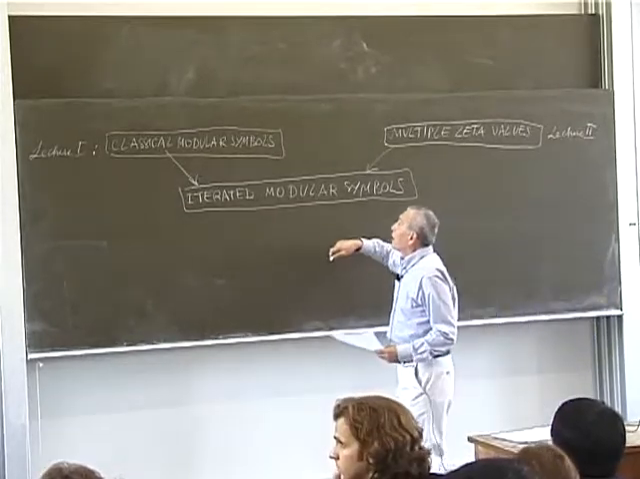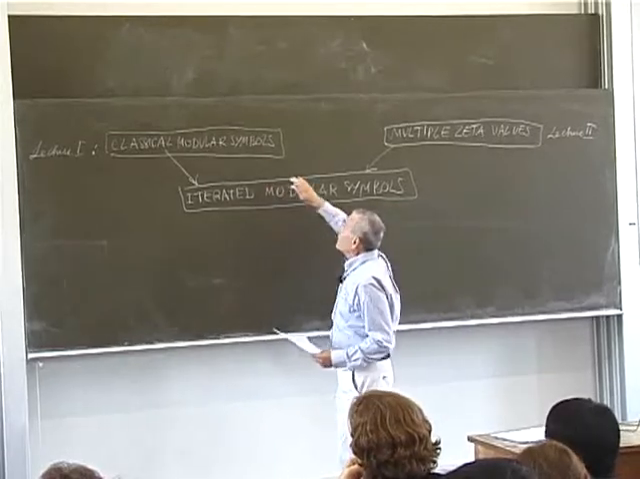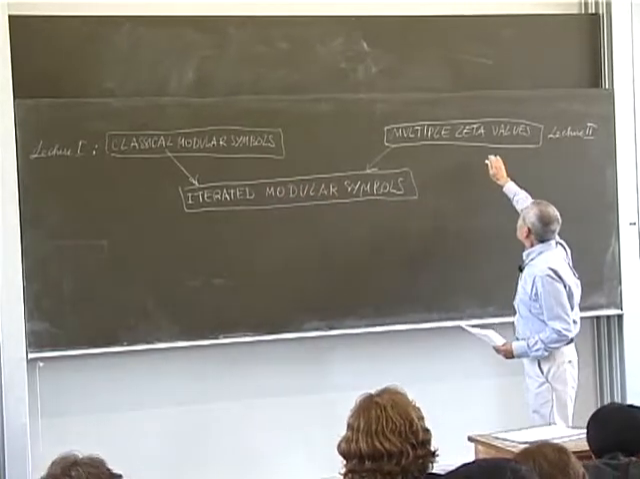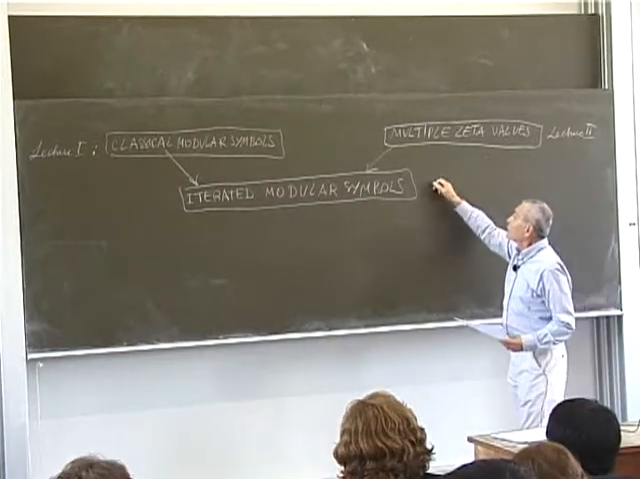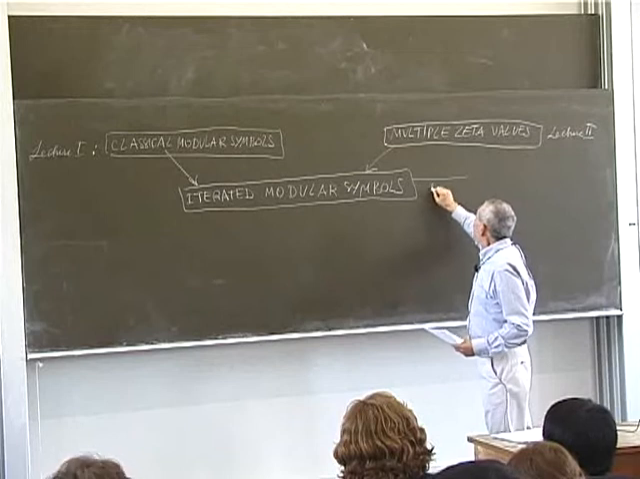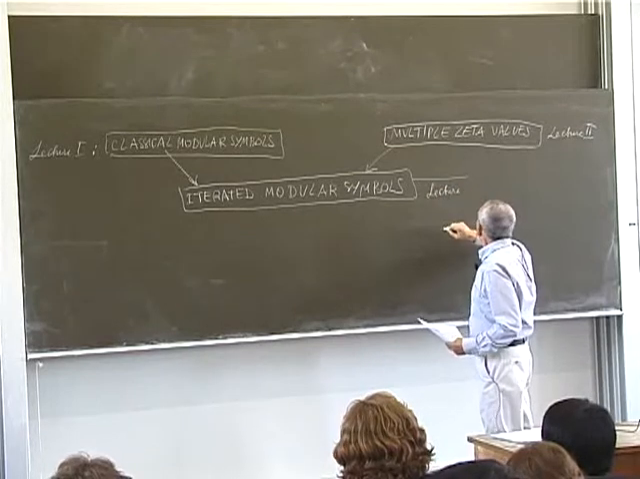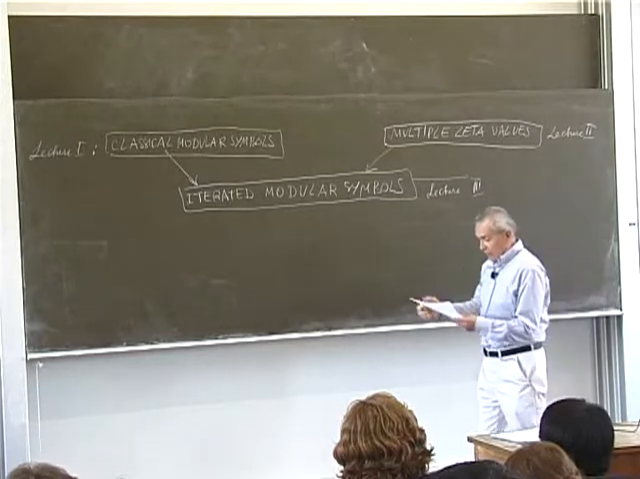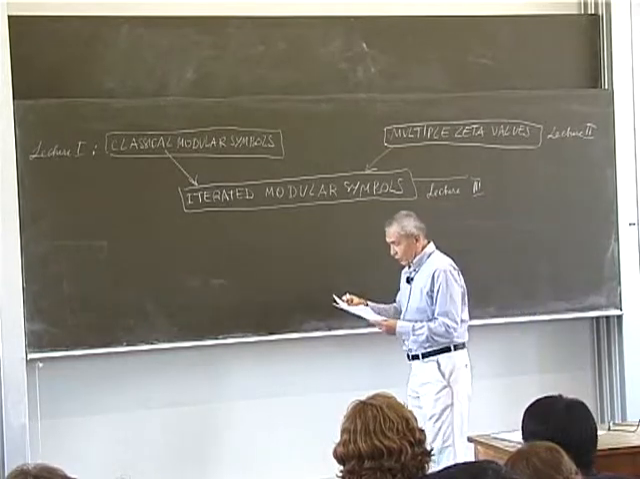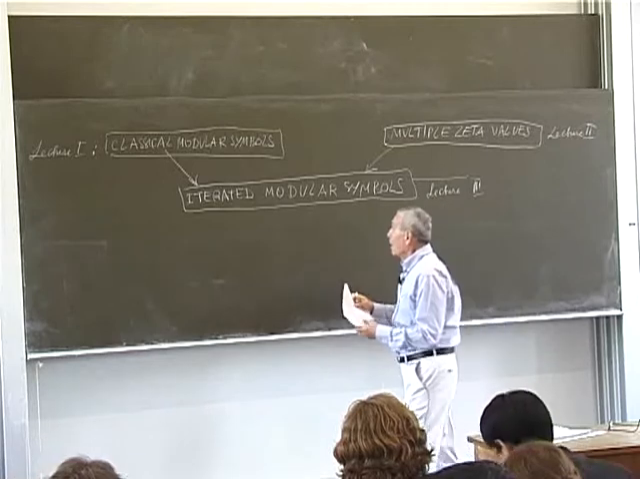But there was another motivation, and actually the theory of iterated modular symbols is a kind of common generalization of two subjects. One is classical modular symbols, and another is multiple zeta values, which I will explain today, and also a part of this story. And then tomorrow will be dedicated more or less entirely to the remaining part of the story of iterated modular symbols. Okay.